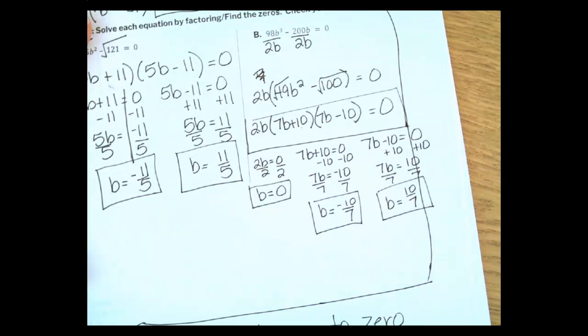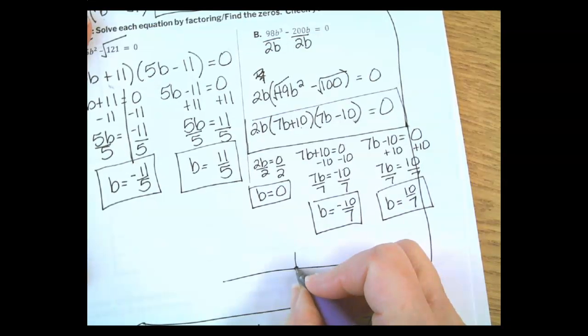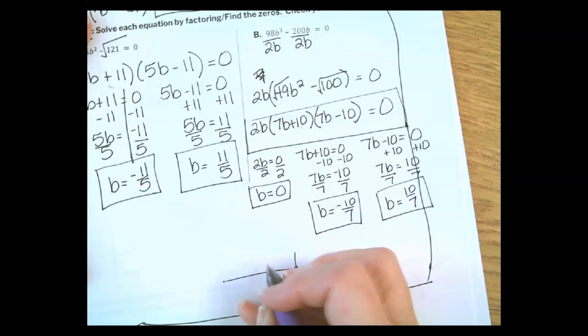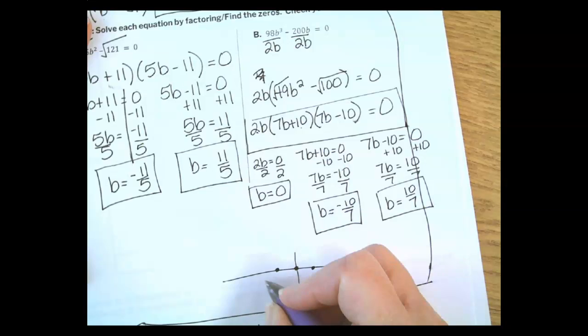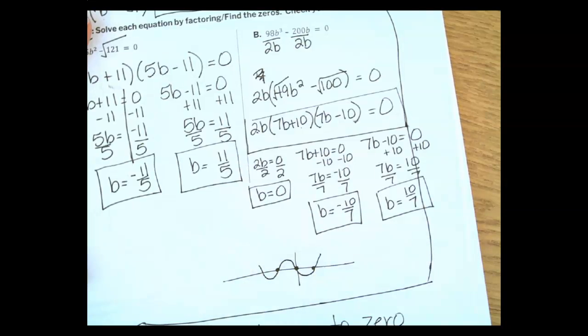So what does that mean? That means when this is graphed, it's going to hit my x at 0. It's going to hit it at a negative 10 sevenths. What is that? Probably over here a little bit. And this is a positive. So what this graph is probably doing is doing this number.